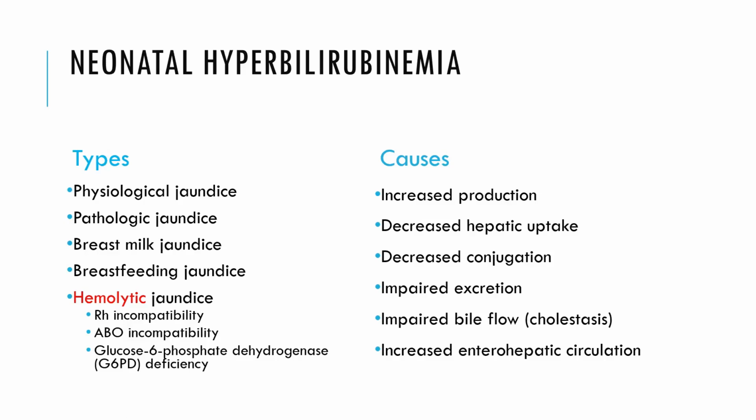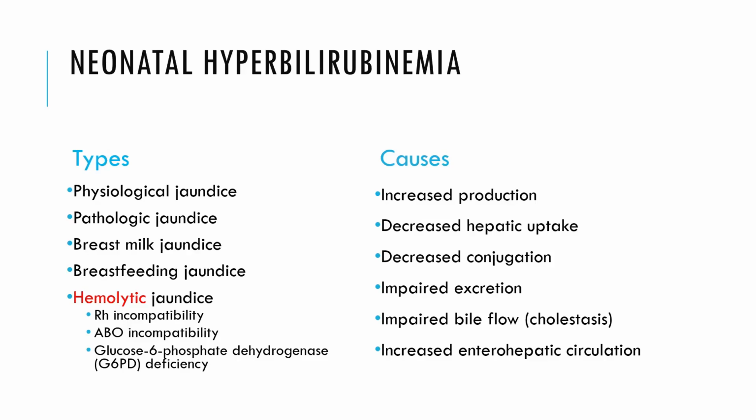So here are just some types of hyperbilirubinemia. You have physiologic jaundice, pathologic jaundice, breast milk jaundice, breastfeeding jaundice, hemolytic jaundice, and then, like what I've talked about, the different causes. You have increased production, decreased hepatic uptake. These are just general causes of neonatal hyperbilirubinemia: impaired bile flow, increased intrahepatic circulation, impaired excretion, decreased conjugation.